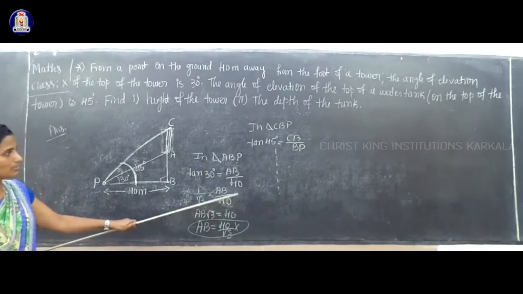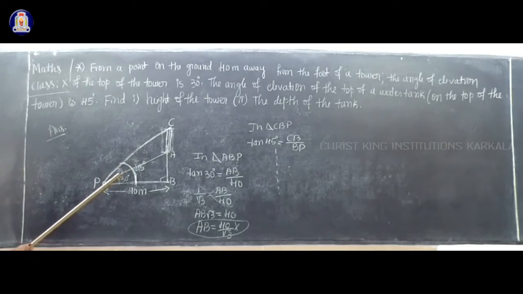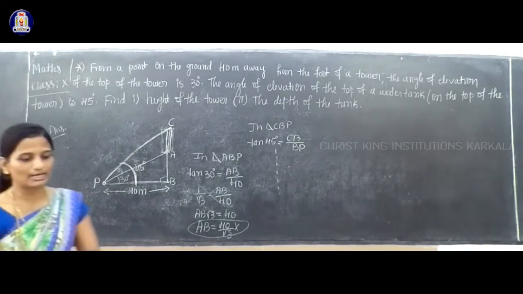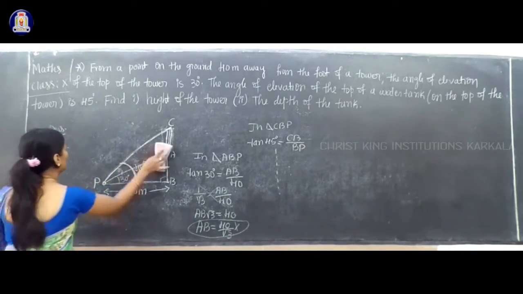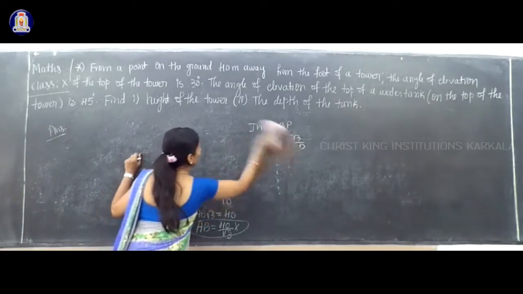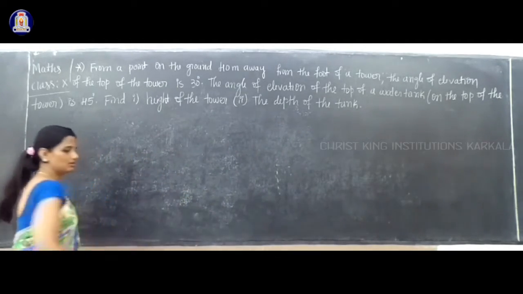This is the simplification part. Understood now? How to split? First I calculated for 30 degree, next I calculated for 45 degree. If I calculate together, you may get confusion. That's why I showed part by part. So 30 degree, 45 degree. Now I will write it again, so write this part in your notes.